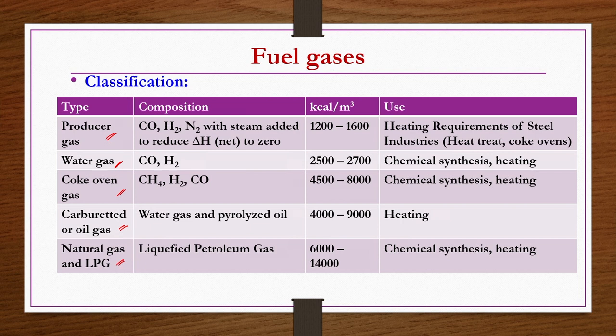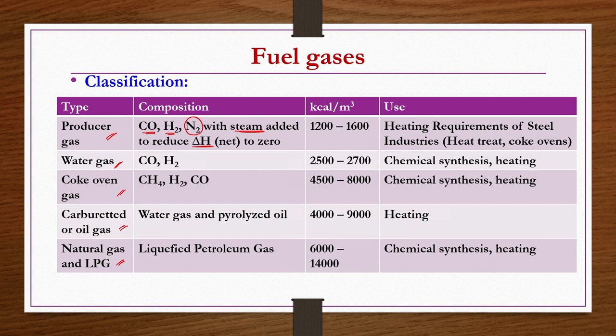If you see the composition of producer gas, it consists of CO and H2 in addition to inerts like N2, plus steam if required to reduce the net delta H of the process to 0. If you want to make the net delta H of the reaction 0, then you are supposed to add steam to this producer gas composition. Otherwise, primarily it consists of CO, H2 and N2. Steam is added only if you want the delta H of the process to become 0, okay?